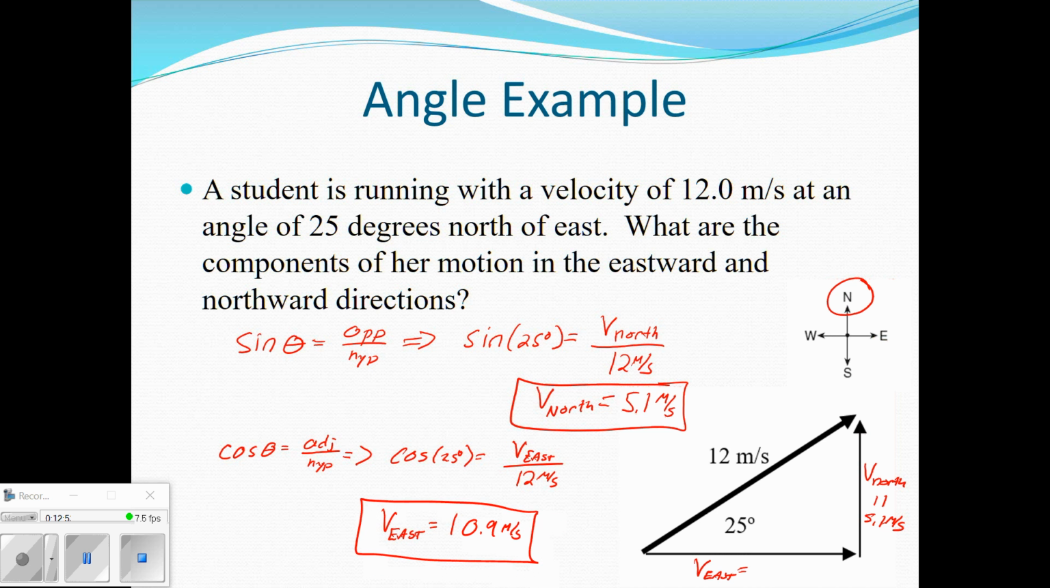Now, I can represent this vector in two ways. I can say that the individual is moving 12 meters per second at 25 degrees north of east, but I could also say that the individual is simultaneously moving 10.9 meters per second eastward while at the same time moving 5.1 meters per second northward. Those two, the components themselves or the resultant vector, are mathematically equivalent.